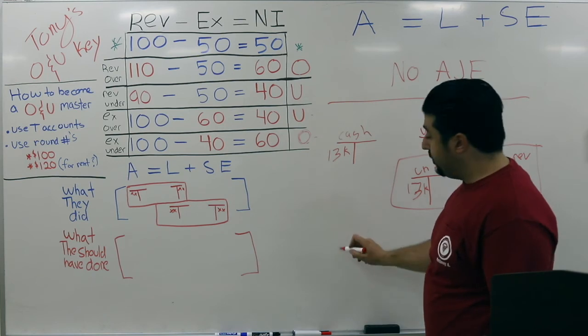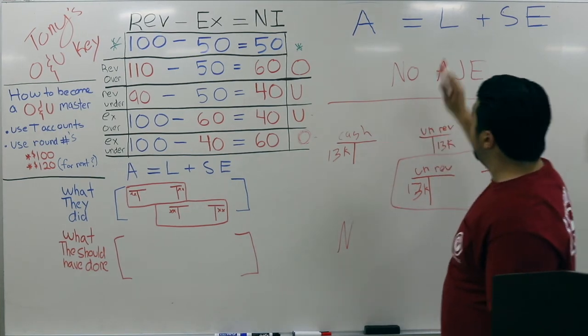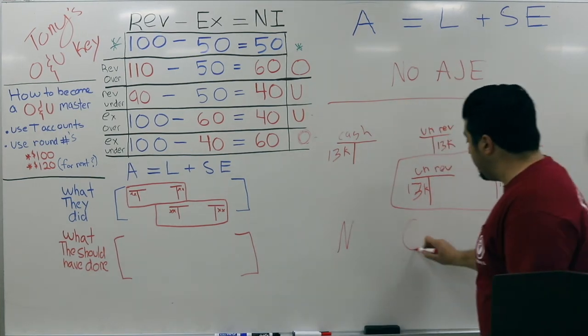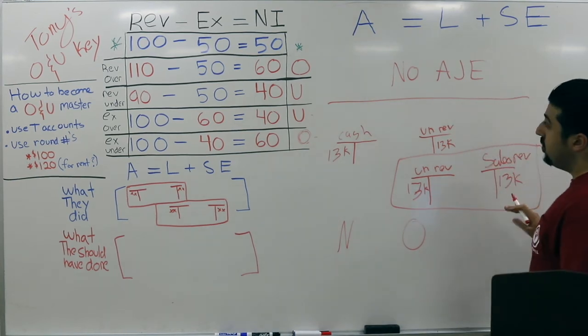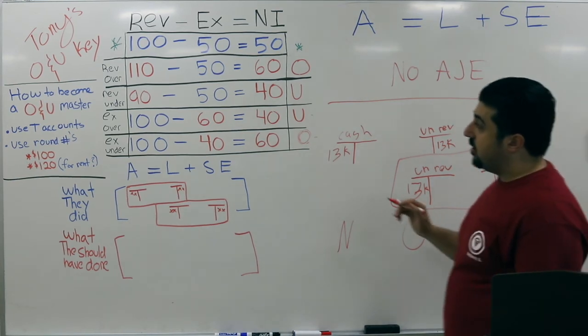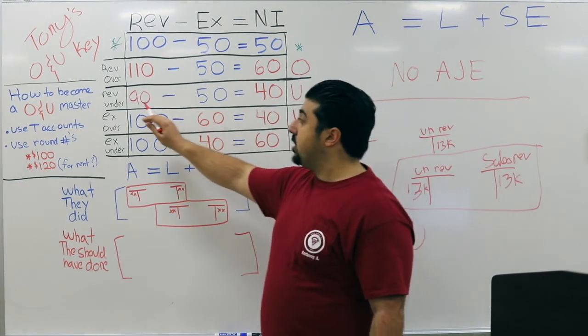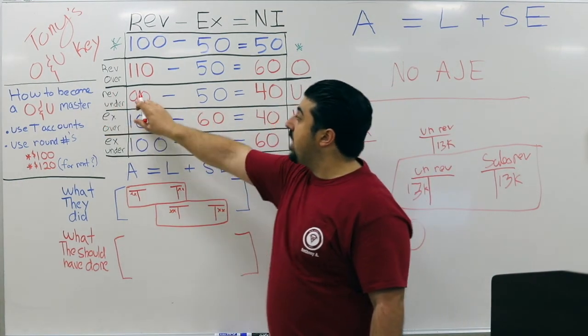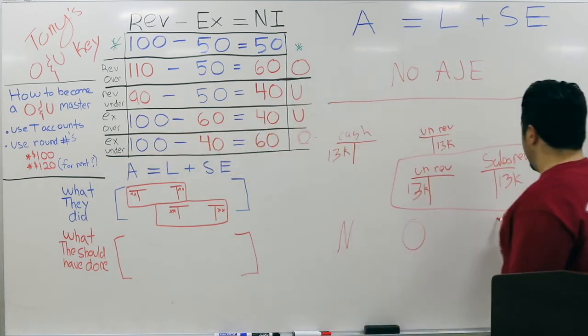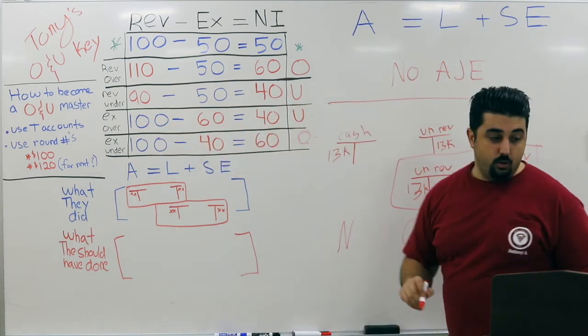So assets, no effect. They overstated their liabilities, so over. Revenue was understated because they forgot to recognize the revenue because they fulfilled the obligation. So revenue under. N, O, U.